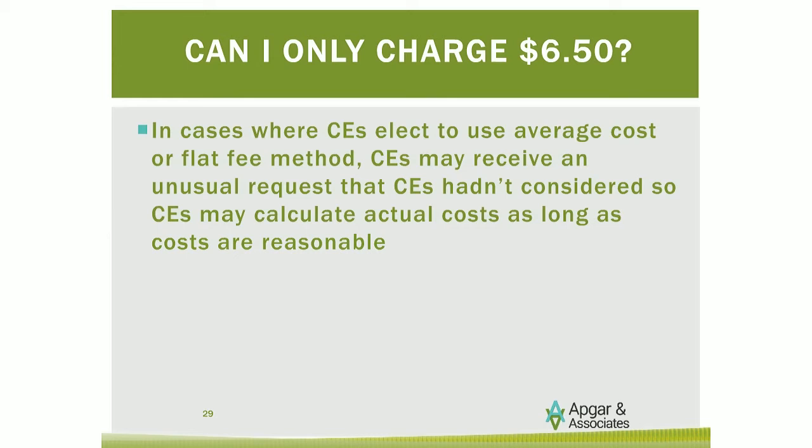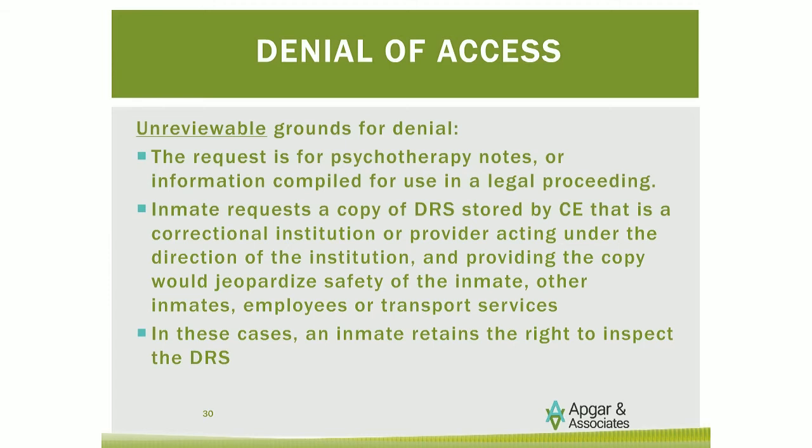Now, in cases where you elect to use that average cost or a flat fee, if you get an unusual request, you get a request that requires an extra 10 gigabytes of images or something like that, where it's going to take, let's say, a larger USB drive to store all that information if you're sending it to them on a USB drive, then you can charge additional for that, keeping in mind that you need to make sure that you document, this is what I charged and this is why I charged this amount, so that if somebody comes back later and says, why did you charge that amount, you can explain why you deviated from your standard approach as far as charging for copies of the designated record set.